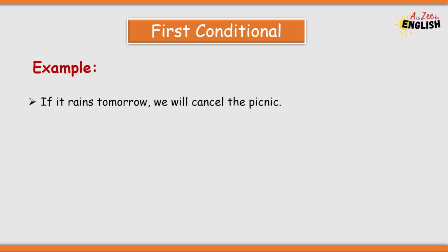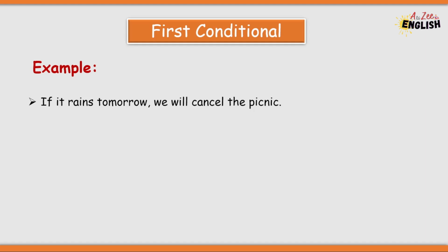Here, "if" is the word that introduces the conditional clause, and "it rains" uses the present simple tense to describe the condition. "Tomorrow" specifies the time frame for the condition. And the result clause is in the form of will followed by the base form of the verb. It describes the likely outcome or result that will happen if the condition is met.